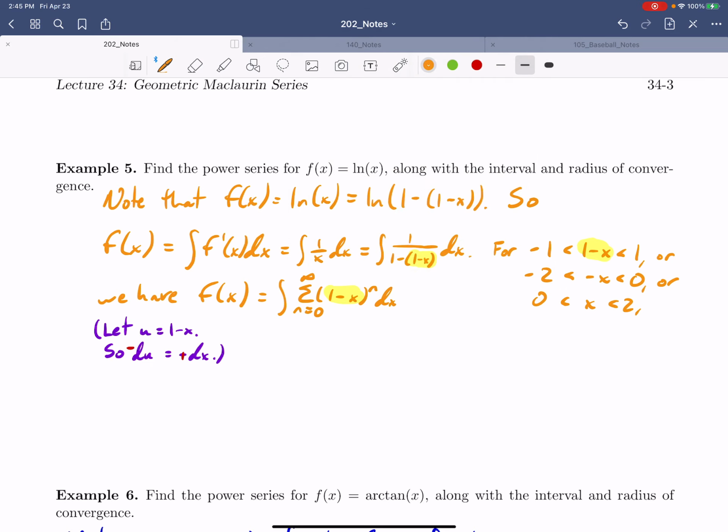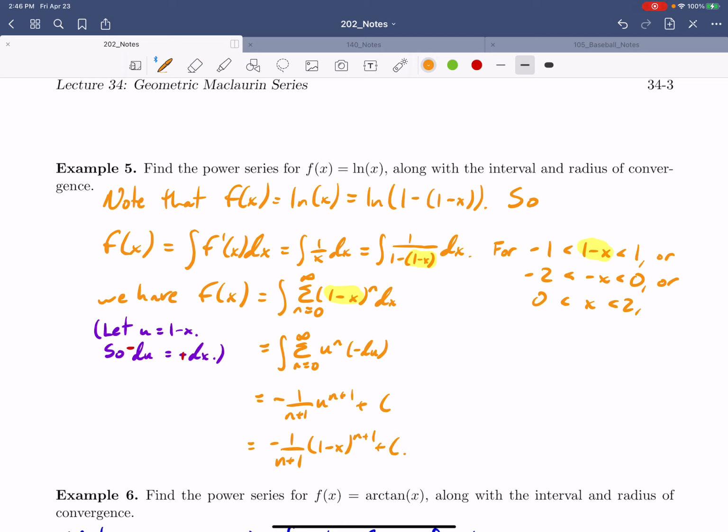So let's just continue with this. And we don't even have any bounds, so we don't have to worry about any of that substitution nonsense. So we're going to get the sum from 0 to infinity of u to the n times negative du. Of course, we can stick that negative sign outside the integral. But when we integrate, we're going to get negative 1 over n plus 1 times u to the n plus 1 plus c, and that's going to equal negative 1 over n plus 1 times 1 minus x to the n plus 1 plus c.